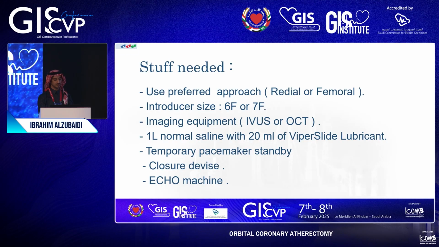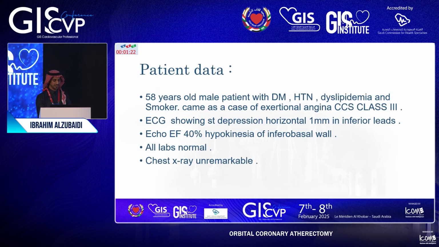And what we need to prepare before the procedure: we have to prepare our preferred approach, which is radial or femoral. Orbital is compatible with 6 French and above. Imaging equipment, IVUS or OCT. We have to prepare the lubricant with 1 liter of saline and 20 ml of that lubricant, as I said, to prevent friction. TBM standby, closure device, and echo machine.